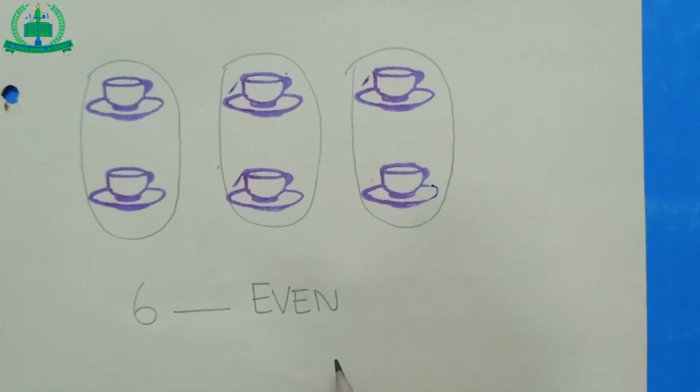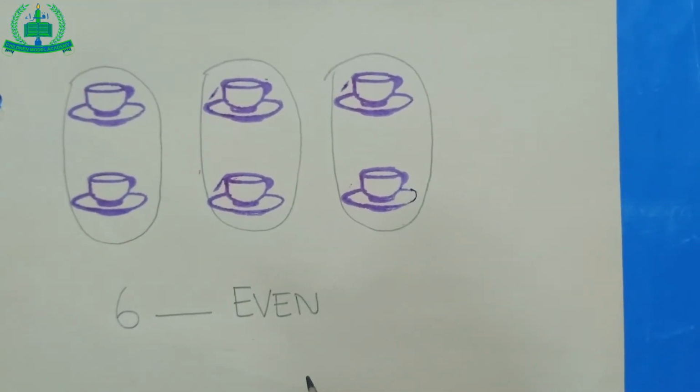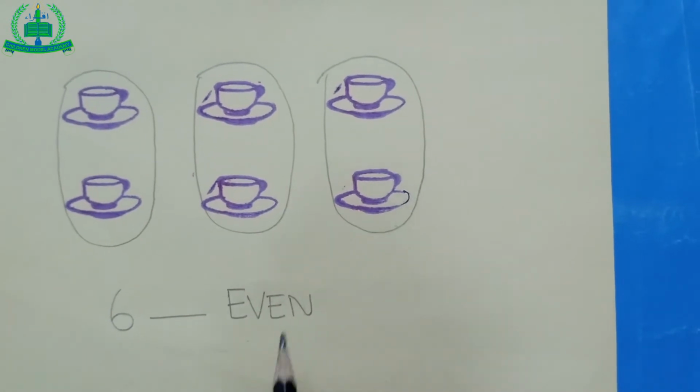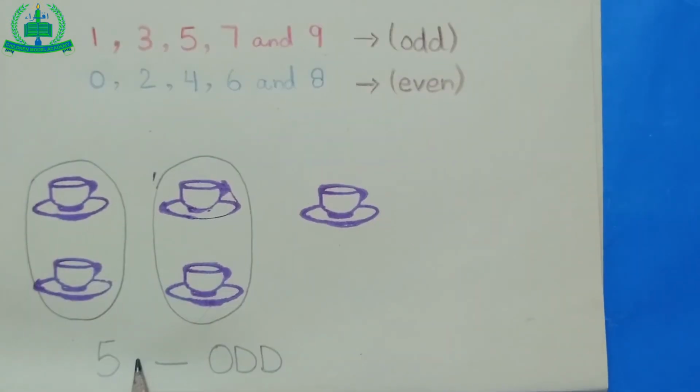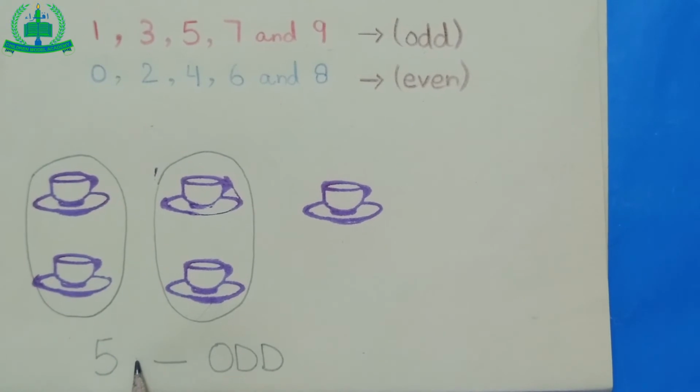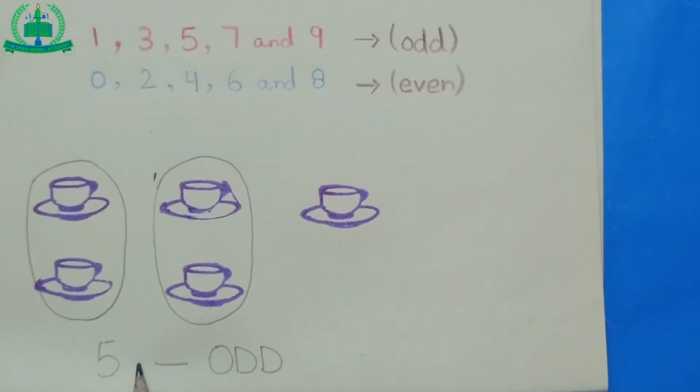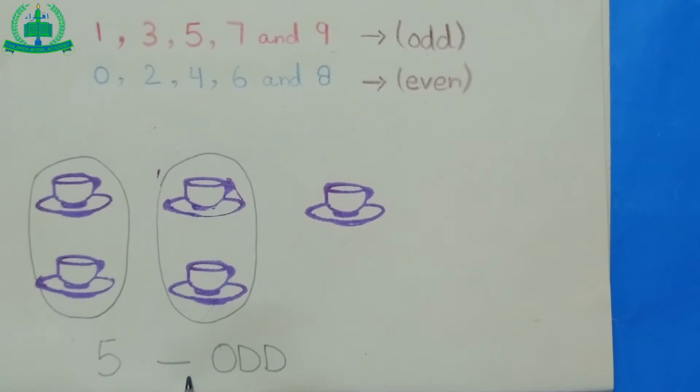The numbers which can be broken down and divided into groups of 2 are called even numbers, and the numbers which cannot be broken into groups of 2 are called odd numbers.